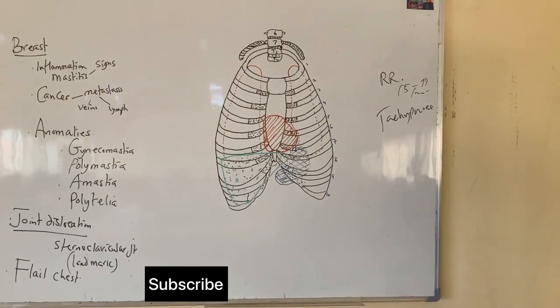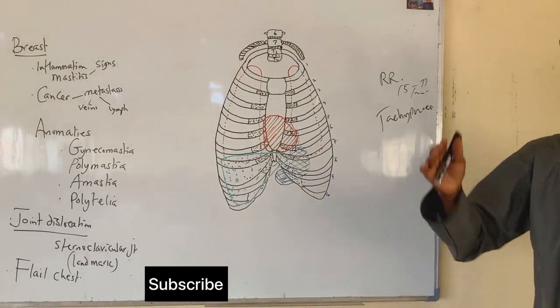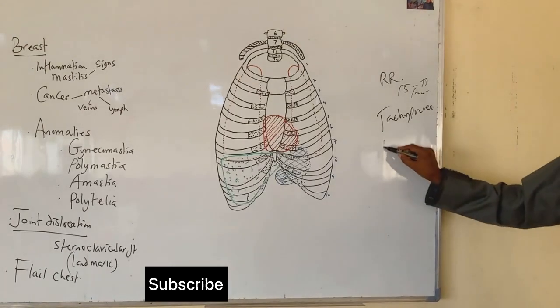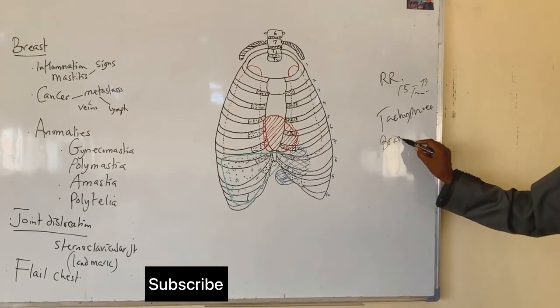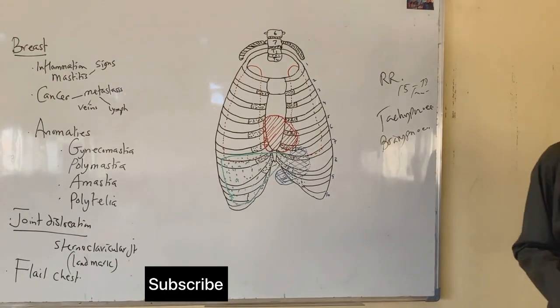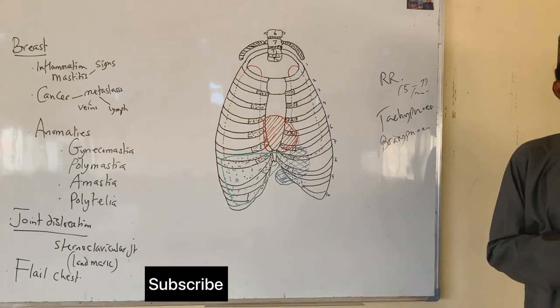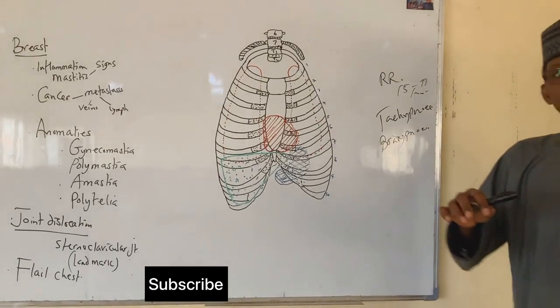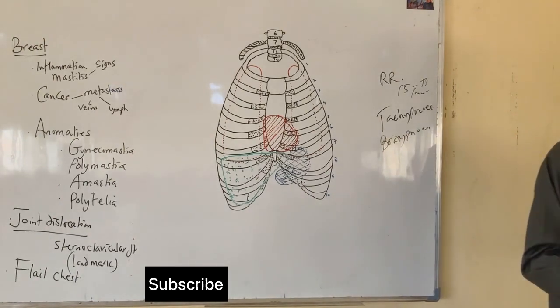Or it may become lower than normal. That means it is below 15 cycles per minute. That is what we call bradypnea. That means decrease in the respiratory rate. That is what we call what? Bradypnea. So, but all in all, either tachypnea or bradypnea, the two together is what we call dyspnea.